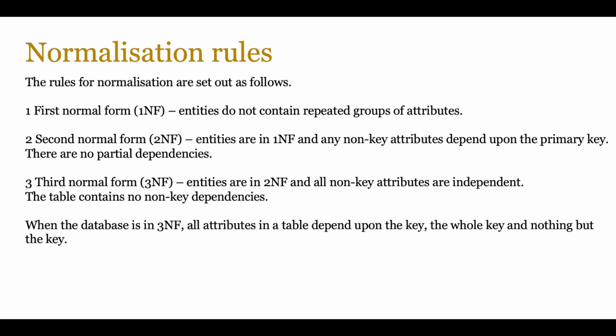So you will probably create a student table where you will have a student ID and just the information related to the students, like the student first name, surname, perhaps the student address, and so forth. There would be nothing related to class in there. There would be nothing related to the teacher in there, and you will need to create separate tables for that. So the rule is, when the database is in the third normal form, all attributes in a table depend upon the key, the whole key, and nothing but the key.